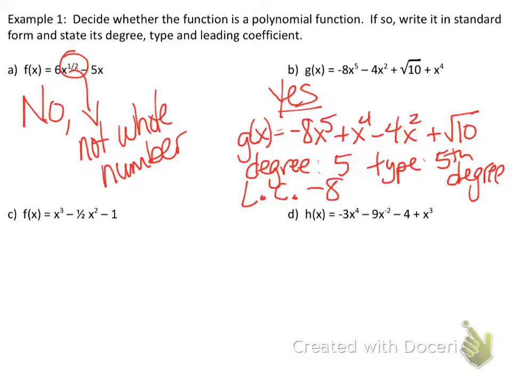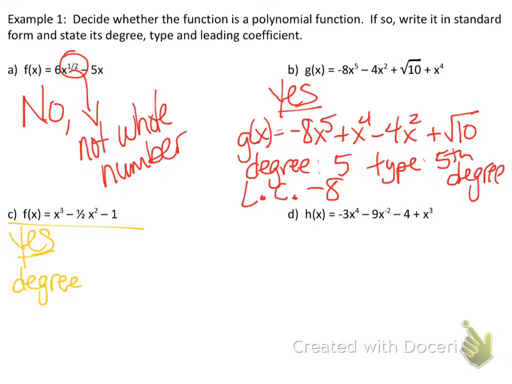When you look at this third example, is that a polynomial? Well, the exponents are whole numbers, and the coefficients are real numbers. So yes, it is a polynomial. To write it in standard form, the exponents already start with the highest one and go in descending order, so it's already in standard form.